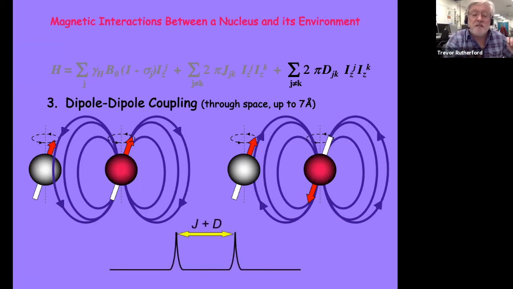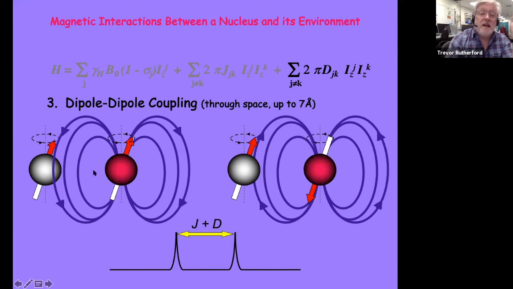So what we actually see is that the separation of these 2 peaks in the multiplet is not just the J coupling, it's actually the J plus dipolar coupling. In solution, for any molecule that is tumbling isotropically in solution, what you tend to see is that the dipolar coupling averages away to 0. So the net splitting effect is 0.